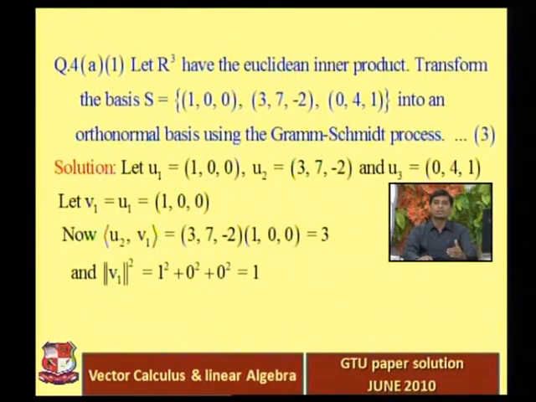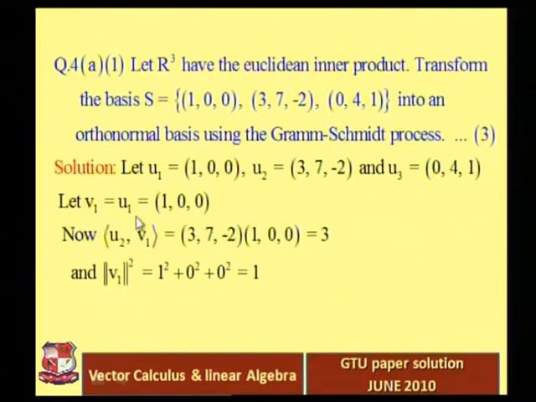Once you get an orthogonal basis, going from orthogonal to orthonormal basis is quite an easy process, because you just have to divide each and every vector by its norm. So first we use the Gram-Schmidt process to convert this basis into an orthogonal basis, and then from orthogonal to orthonormal we just divide each vector by its norm. Here our 3 vectors: u1 is 1 0 0, u2 is 3 7 minus 2, u3 is 0 4 1.